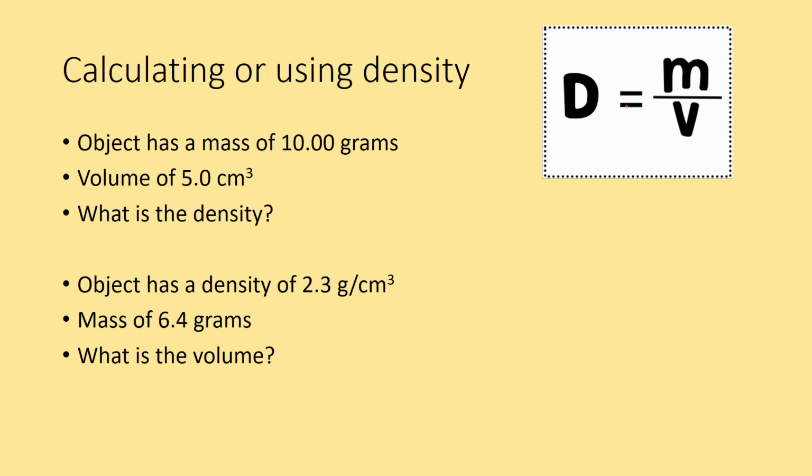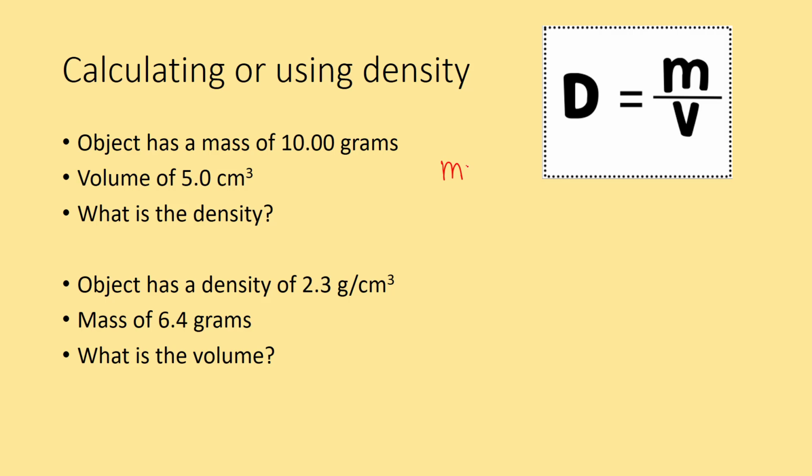All right, so let's practice using the things we know about density to do some calculations. So an object has a mass of 10 grams. I'm going to list out my variables.